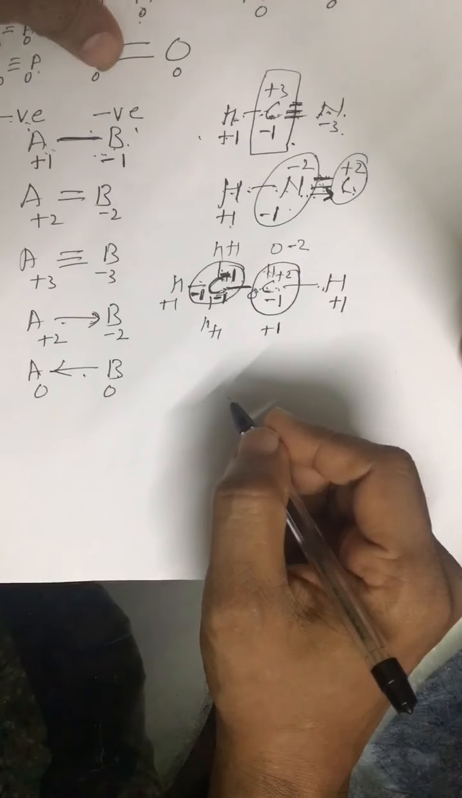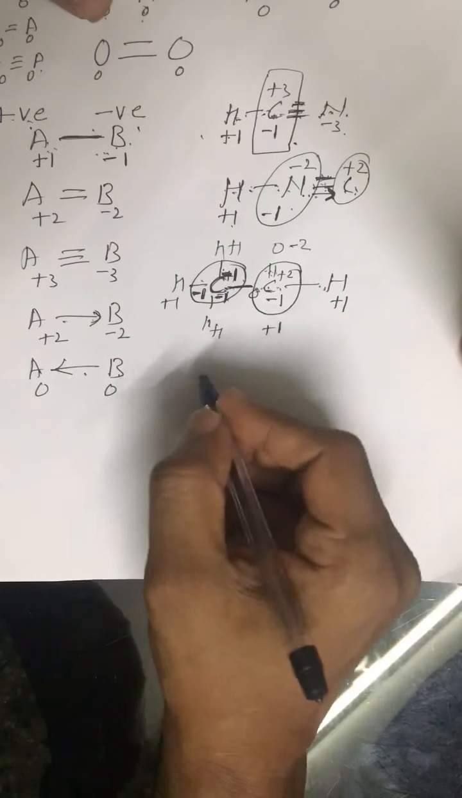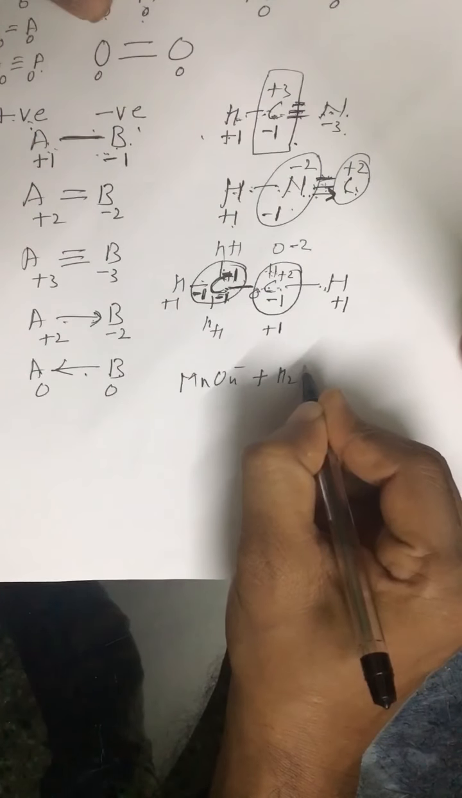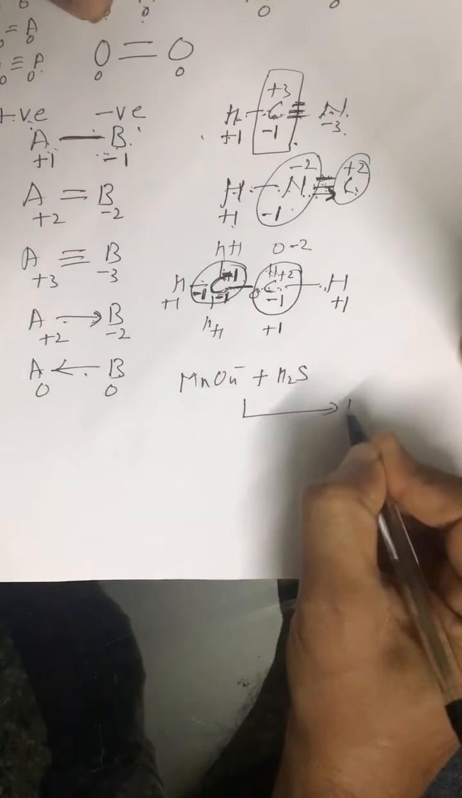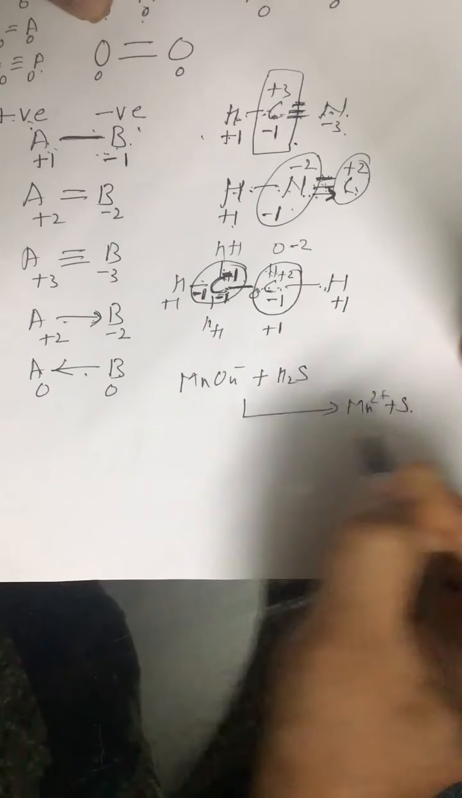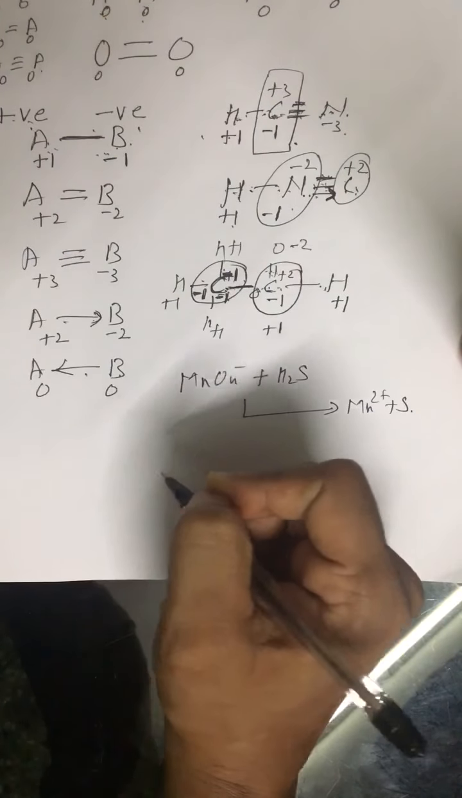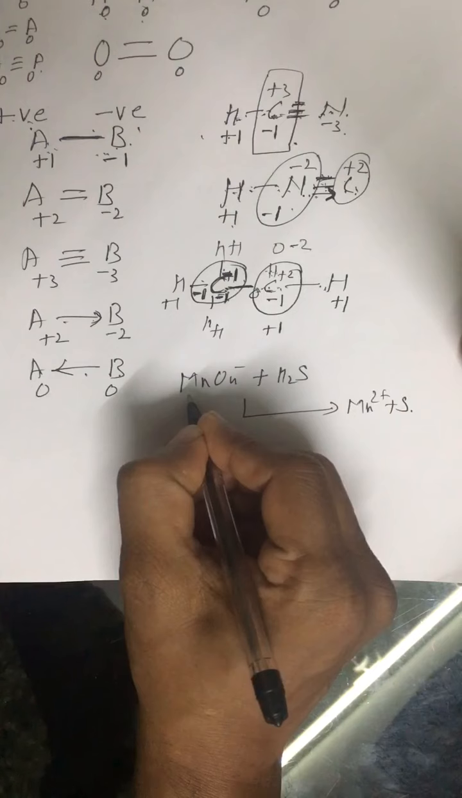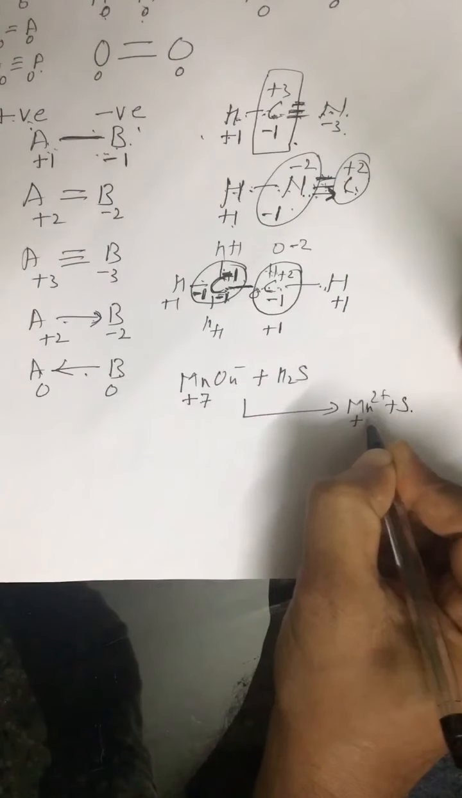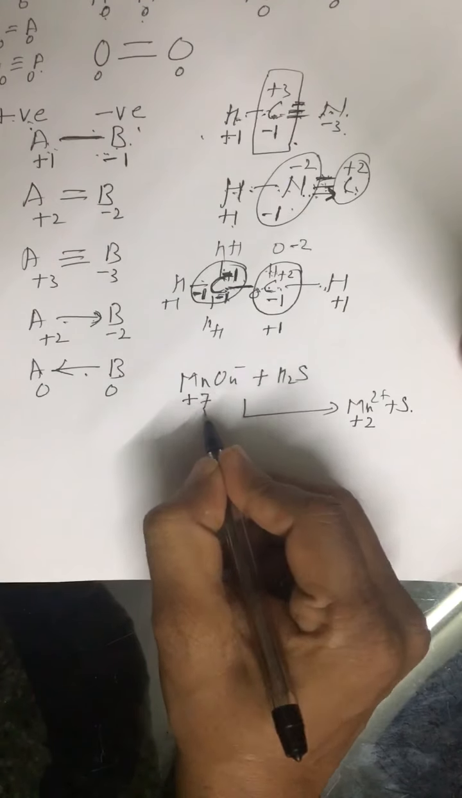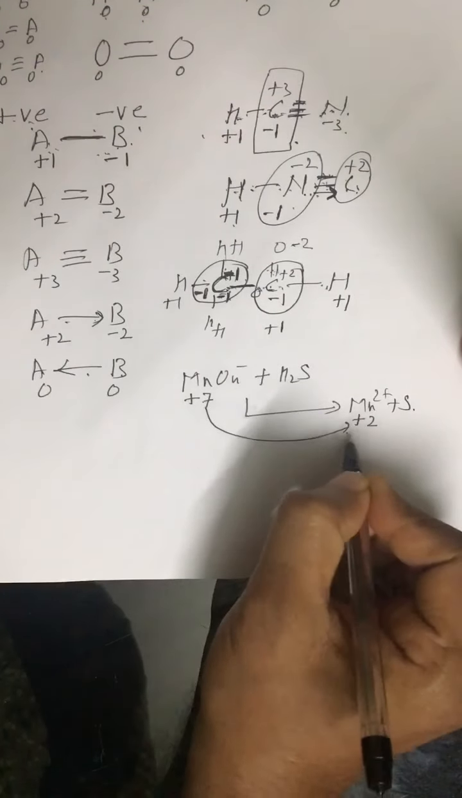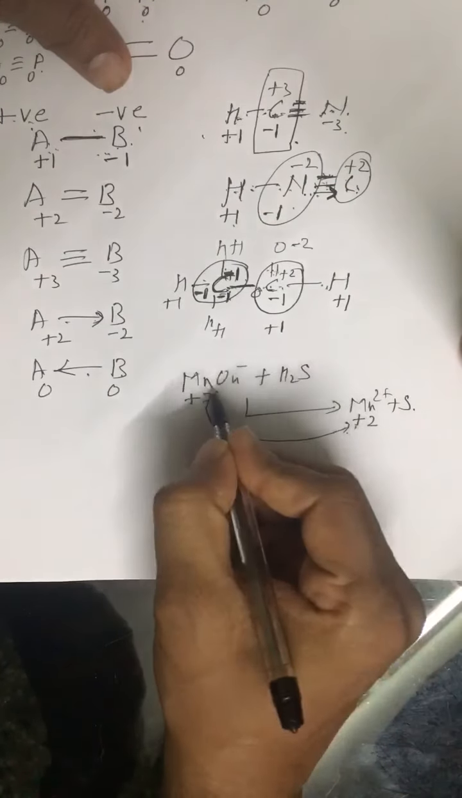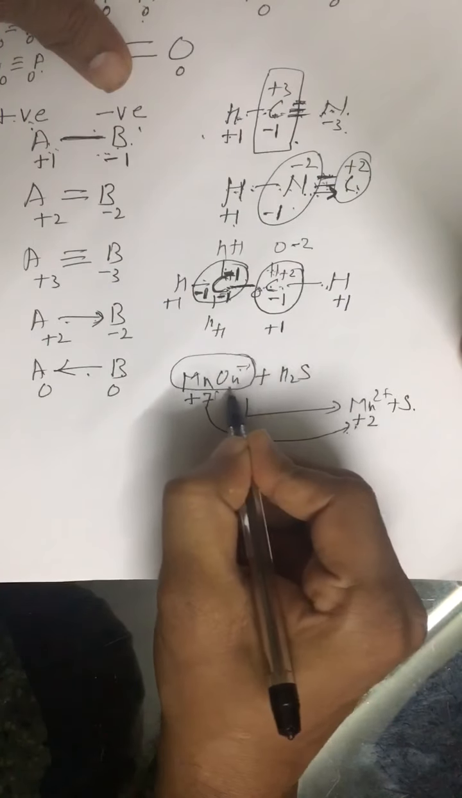Then we have oxidizing agents and reducing agents. If a reaction is given, like MnO4 negative plus H2S gives Mn2 positive plus sulfur, it is very simple to find the oxidizing agent and reducing agent. What you have to do is simply find out the oxidation state of the central atom. It is +7 and +2. So for Mn, the oxidation state is reduced. If oxidation state is reduced, that means it is self-reduced, so its function is opposite. It acts as oxidizing agent.